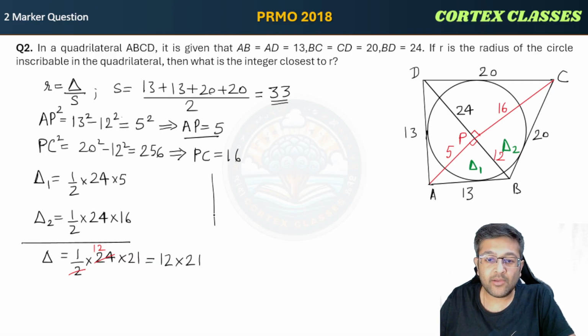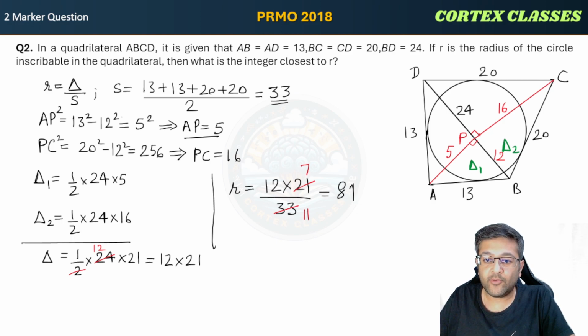Okay. So now let us see the value of R. So the delta value is 12 into 21 divided by S value, which is 33. What we can see here is it can cancel with 3 further. So it cancels on 3 and this is 7. So guys, the final value is coming out to 12 into 7, 84. Right? 84 by 11. So since we need to find the nearest integer, we need to divide it.